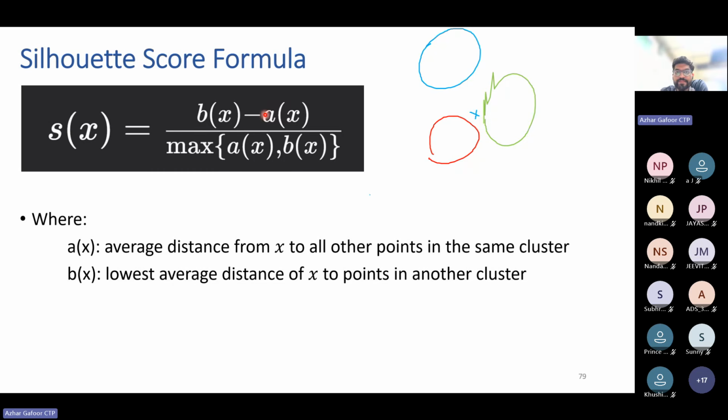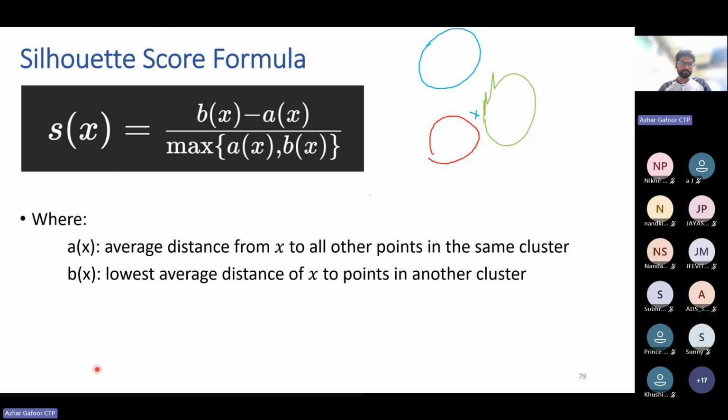Now, if we calculate AX, AX is going to be higher, right? Because it belongs to the blue cluster and the distance is large, whereas the BX will be smaller in this case. So BX can be the distance between X and all points in red, or all points in green, whichever is smaller. But since BX is smaller than AX, it will be a negative in the numerator, and the maximum will be AX. So it will be negative divided by some value, so it is going to give a negative value. So the silhouette score is bad.